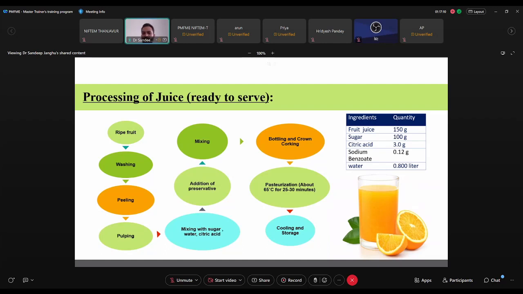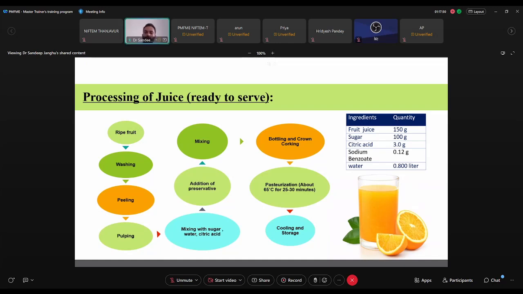Juice, or ready to serve RTS kind of things: if we have to make it from ripe fruits, we wash them. Then after washing and peeling, we go for pulping in case of mangoes and other things. Otherwise, we can directly extract juice. After that, we add sugar in the desired amount as mentioned in the recipe. Then citric acid, and after adding the preservative, sodium benzoate 0.12 grams, we can go for mixing and bottling.